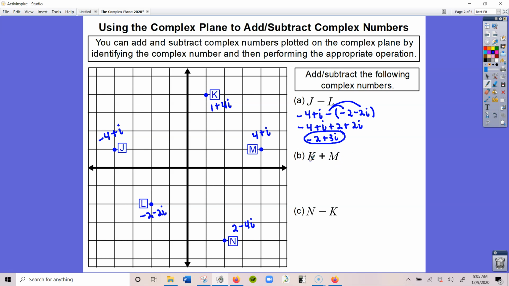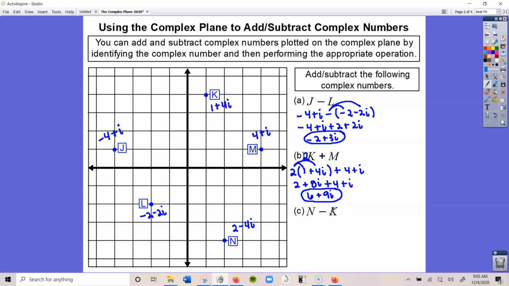Now let's change it up a little bit. I know it says K plus M, but let's say if I had written 2K plus M. Then that would mean that I would have to multiply K by 2. So we have this 2 on the outside. K is represented as 1 plus 4i, and then I'm going to add M, which is 4 plus i. So I would distribute the 2, which would give me 2 plus 8i plus 4 plus i. And once more, combine like terms. 2 plus 4 is 6, and 8i plus i is plus 9i.